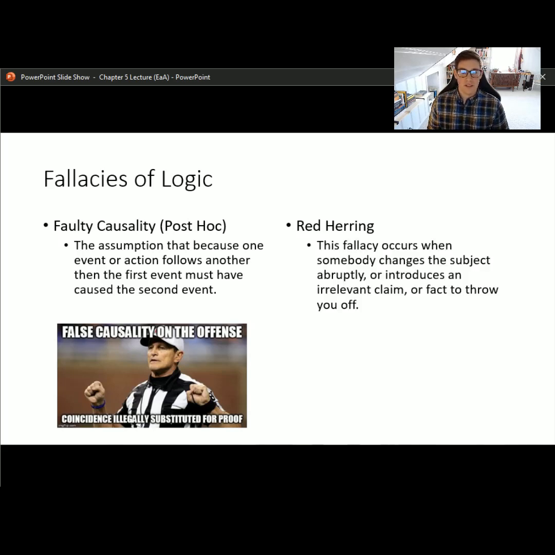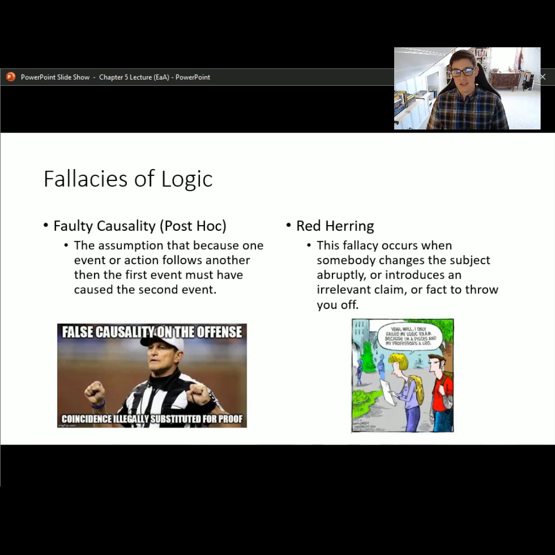Our last fallacy of the day is red herring. And this fallacy occurs when somebody changes the subject abruptly or introduces an irrelevant claim or fact to throw you off. That is super common, right? It involves us purposefully or accidentally avoiding engaging with an argument for really any reason.